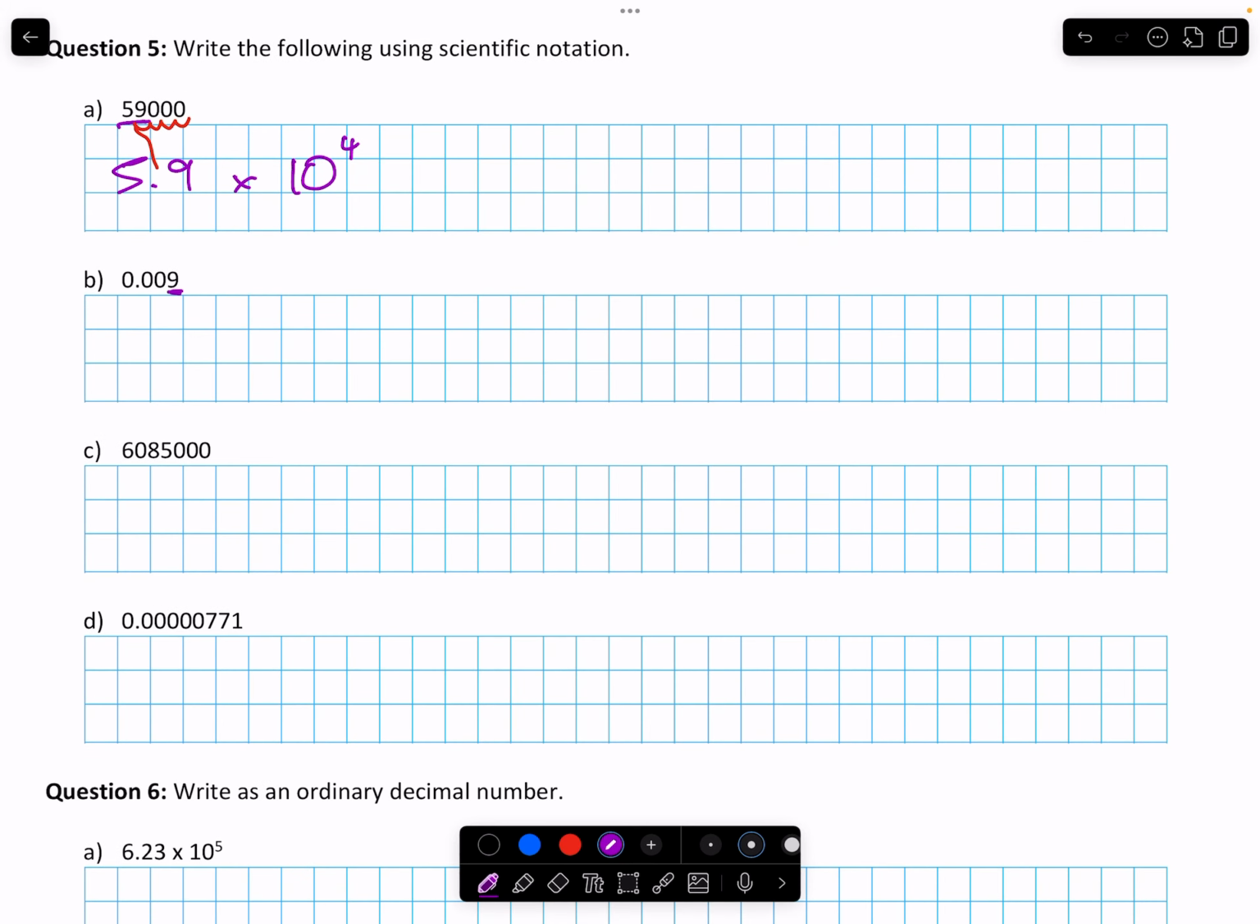The non-zero is 9. What's a number between 1 and 10 that involves 9? Well, 9 times by 10 to the power of. Right now, the decimal point in my 9 is after it, but I want it to jump left. How many times? 1, 2, 3 times. So it's going to be times by 10 to the negative 3.